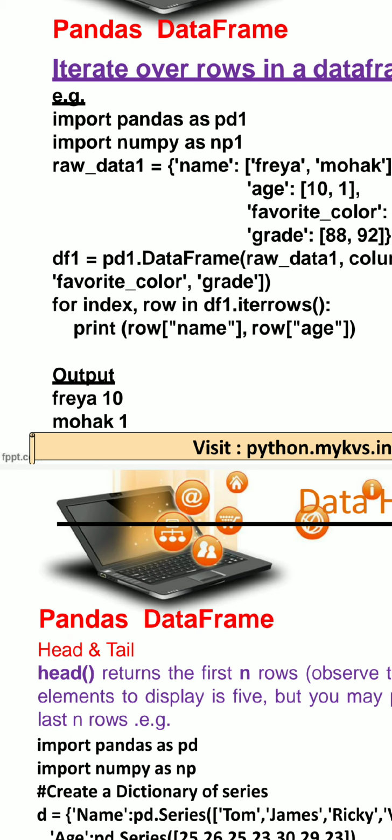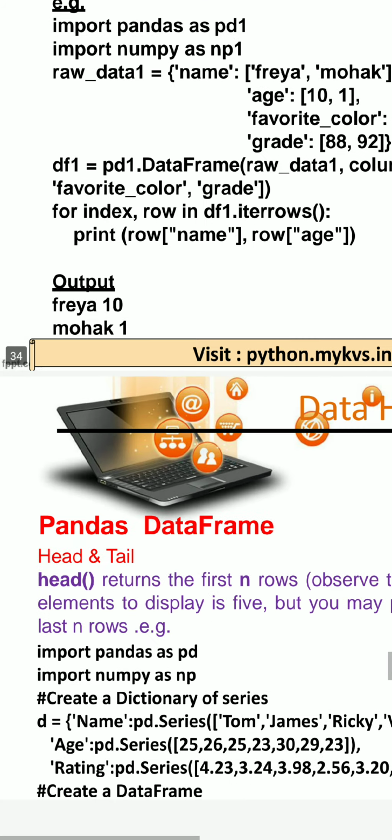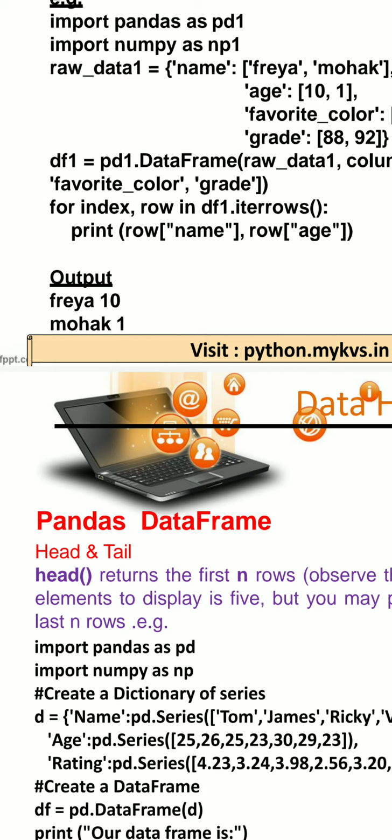Iter means iteration over rows, and it can be called with the help of a data frame only, because it is available inside the data frame class. You cannot directly call iter rows without a data frame. It is a very easy method to iterate over data frame data without checking whether we have reached the last row or not. It will automatically terminate the loop at the end of the data frame.